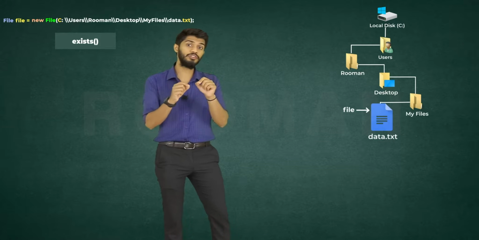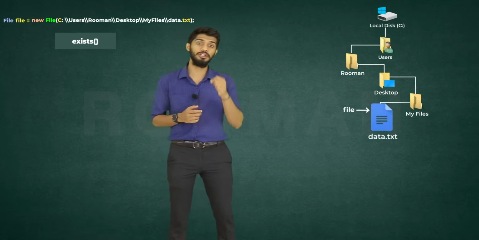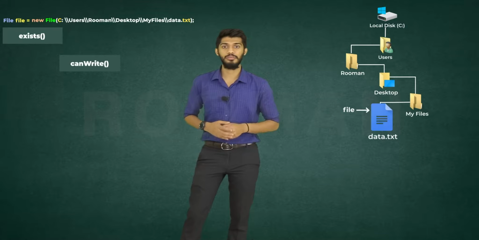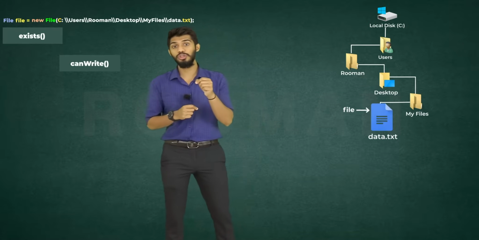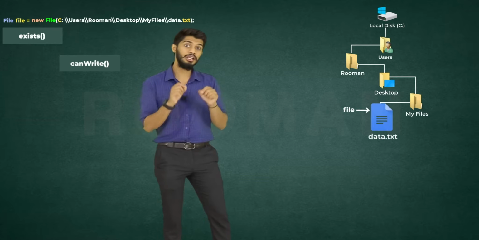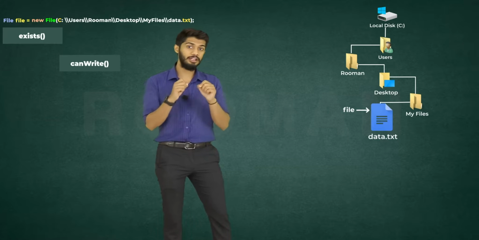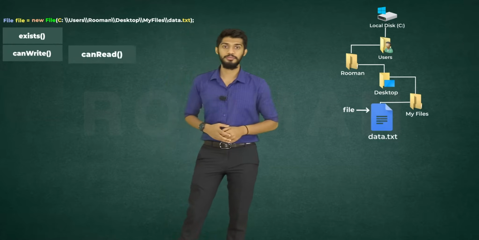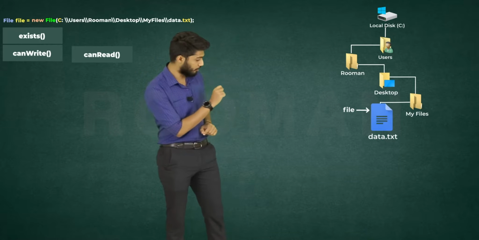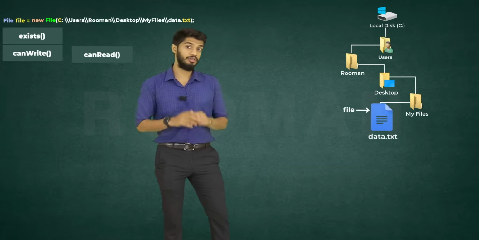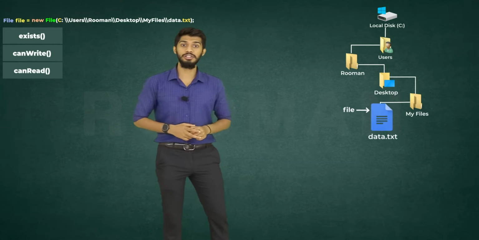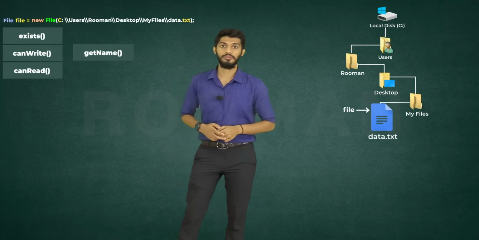Same way, we can check whether we can write anything to this. If we want to check whether we can write anything to that, there is a method for that, and the name of the method is canWrite. Same way, if we have to check whether we can read anything from this particular file, there is a method for that, and the method is canRead. For example, if you want to get the name of that particular file, there is a method for that as well, and the name of that method is getName.